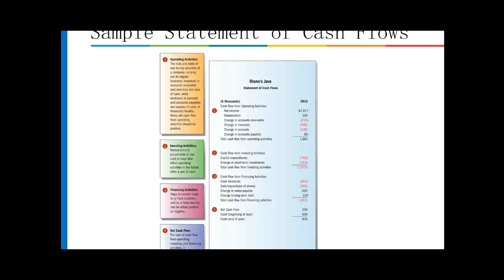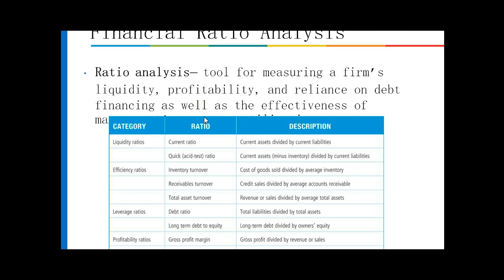This is way beyond the scope of the course, but understanding the structure of the statement of cash flows, understanding what the statement of cash flow provides is more important than how to prepare one, because we're not asking you to prepare a statement of cash flows in this course.